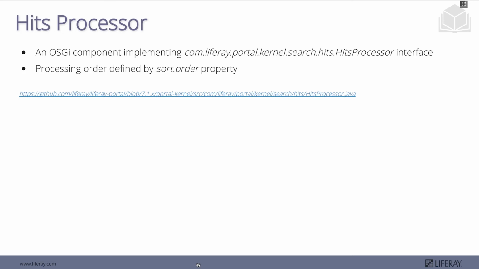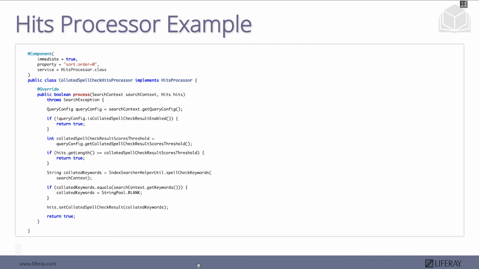So another tool we have is the hits processor. The hits processor, just like the indexer post processor, is going to be created as an OSGi component, but we're going to be implementing it using the HitsProcessor interface. The way that the processing order is defined is based off of a property, sort order. So we'll see here the property sort order is going to start us off at 0. In this example, this hits processor is going to go through and do a little bit of spell check, just as the high level.